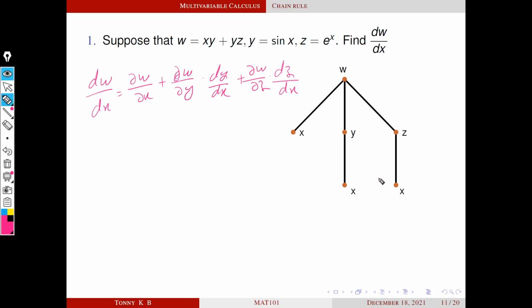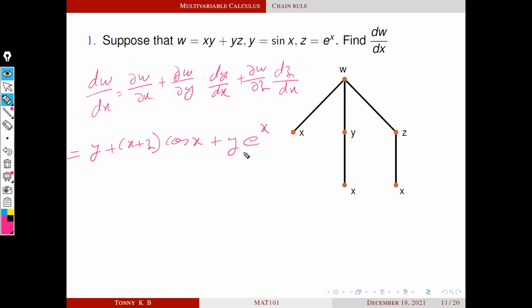Okay, then it is clear that ∂w/∂x is nothing but y. Similarly, ∂w/∂y is x plus z, and dy/dx is cos x, plus ∂w/∂z, which is y, into e raised to x, right? Now we have dw by dx, but we have to convert everything in terms of x. It is possible because we can write w in terms of x, so we can also find the derivative in terms of x.